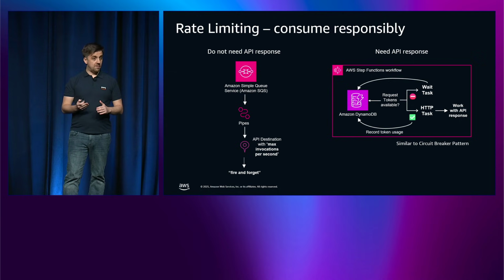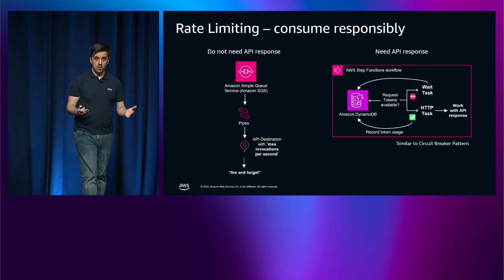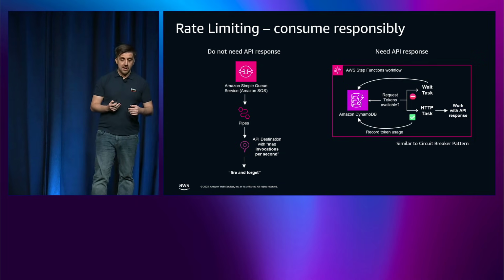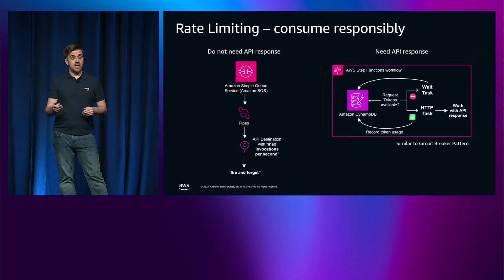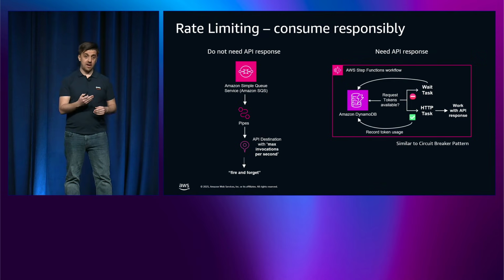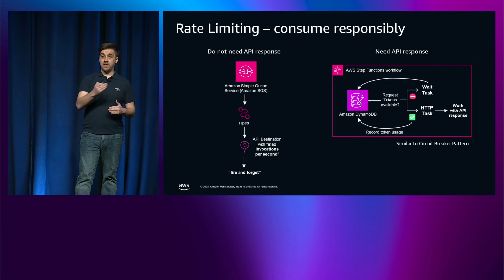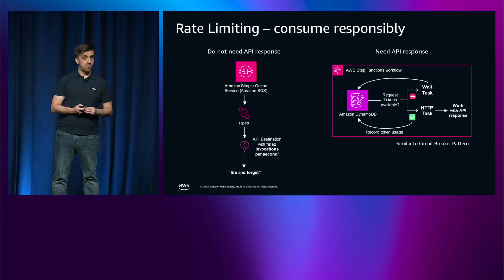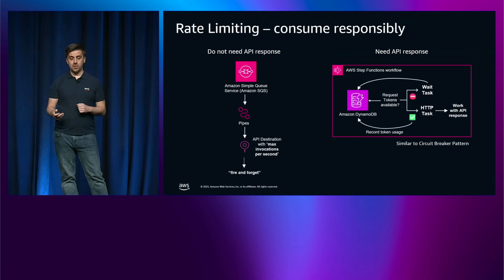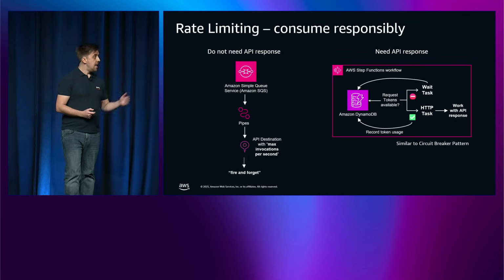If you do have a token available, however, you reserve one of these tokens, so you protocol that you are executing this API now to adhere to your contract, and then you are executing an HTTP task in AWS Step Functions, which will give you back the response body that you can then make decisions upon. So very similar to the circuit breaker pattern itself and can help you in this situation.